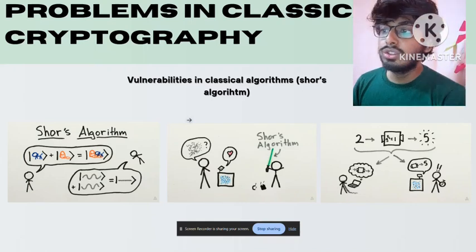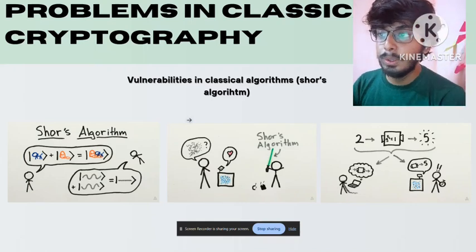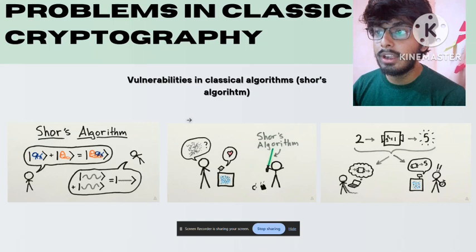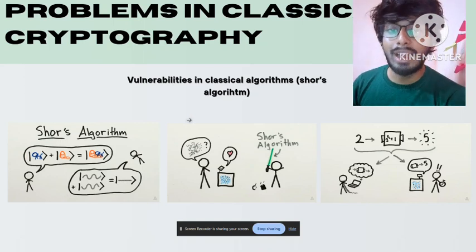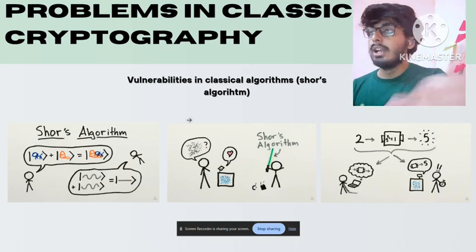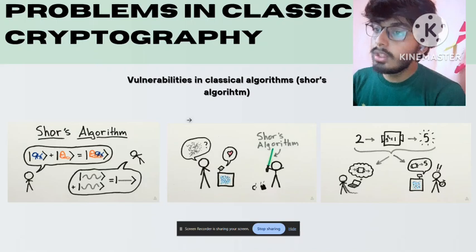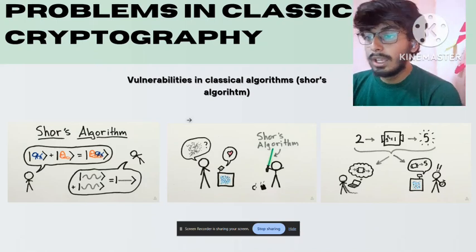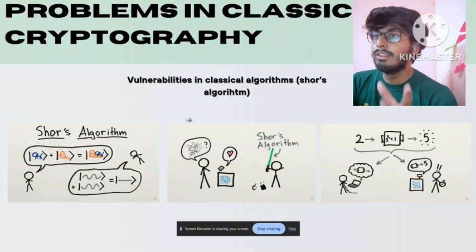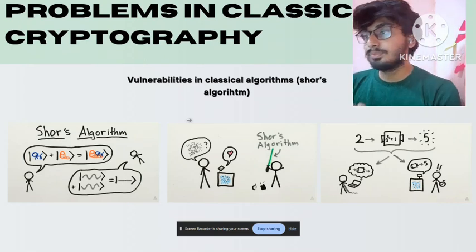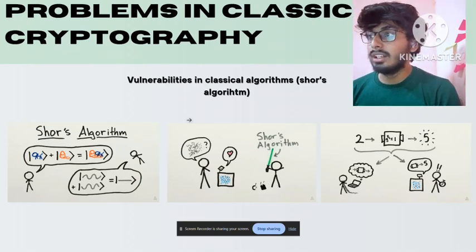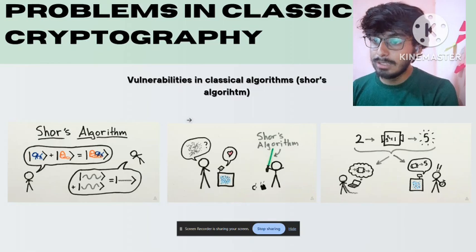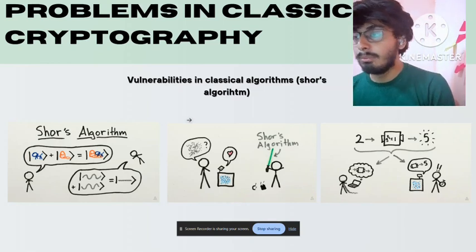But if we use Shor's algorithm in classical computers, it would take around 100 or 200 years to find the factors of a very large prime number. So that's the problem in classical computers. So till now we saw how classical cryptography can easily be broken by quantum computers.